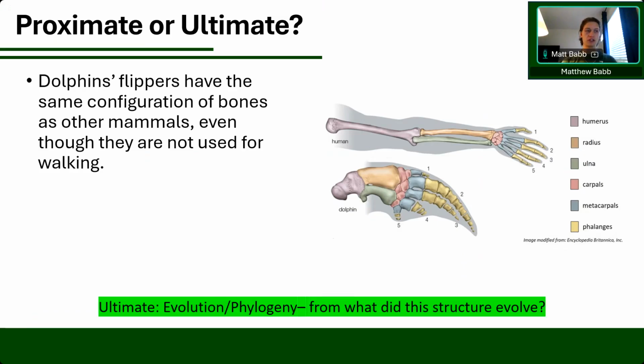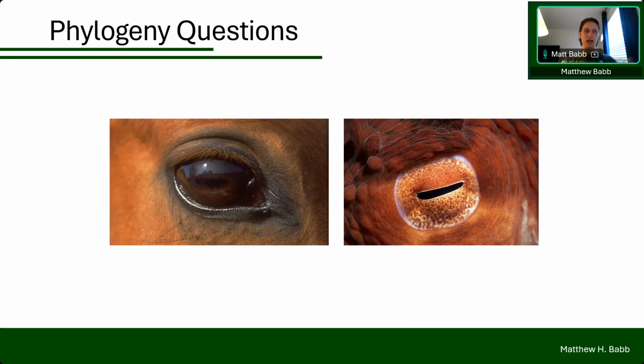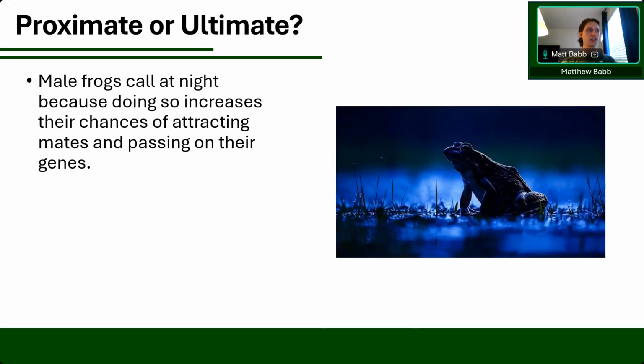Specifically, it is an evolution question or a phylogeny question because it's asking from what did this structure evolve, right? So it's trying to look at sort of the common ancestor between these bone structures and how we got to where we are. Now, I will give this as sort of a hint. Anything that has to do with a behavior, or in this case, a physical trait that's being conserved across species is often an ultimate evolution question. So you can kind of use that as a little bit of a shortcut there. Once again, just highlighting anything that's to do with structures conserved across species are examples of phylogeny or evolution questions.